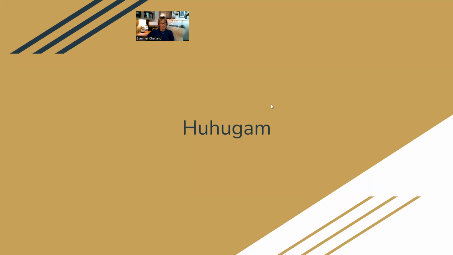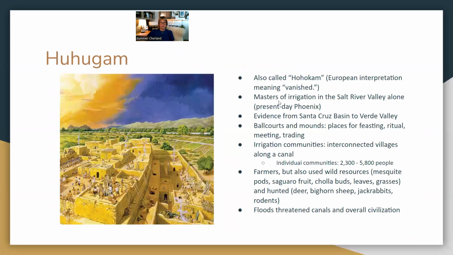Let's talk about the Huhugam now. You may also see them referred to as the Hohokam. If you hear the word Hohokam, that is a European interpretation of a word meaning vanished or disappeared. Whereas Huhugam is a more inclusive term to mean those who are among us, right? Those who are still among us.